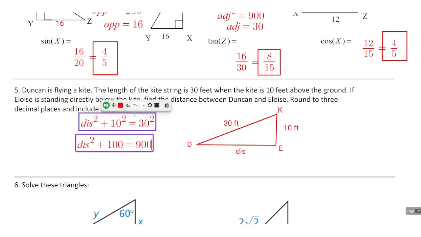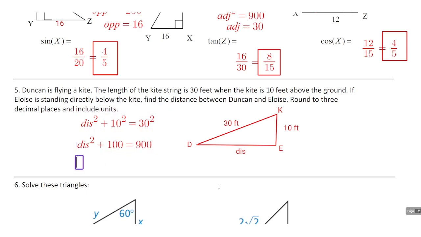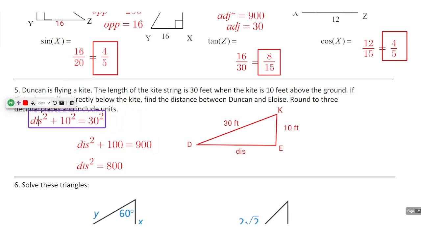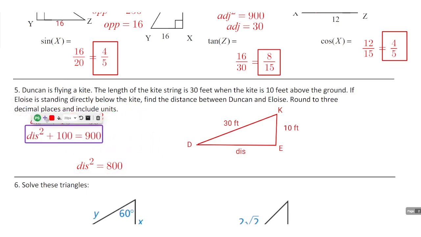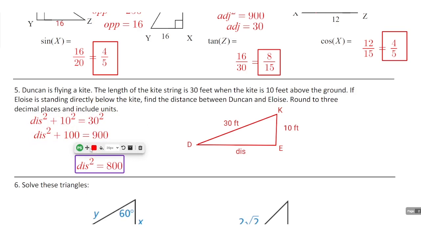Now those work out really nicely. 900 minus 100 is going to be 800. So we have the distance squared equals 800. So now we just need to take the square root of both of these to get our answer. So square root of distance squared is just distance. So the distance is going to equal the square root of 800.